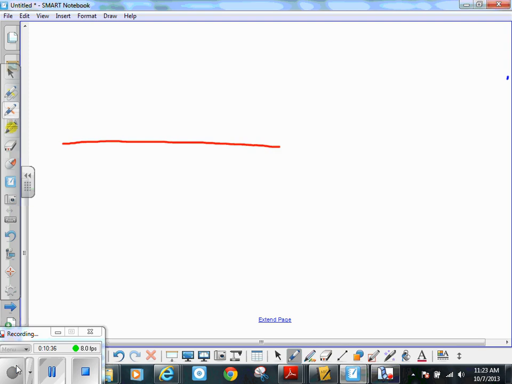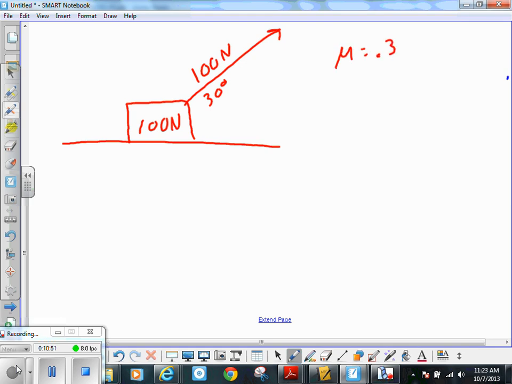Okay, so let's try this once. Let's say that we have a tug at 30 degrees of 100 newtons. Let's say that our coefficient is 0.333. The question is, what's the acceleration? So the acceleration, you should know already now, is the summation of forces divided by the mass. We'll just say that v sub naught is equal to 0 here.